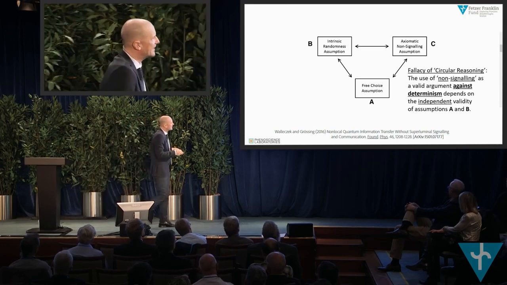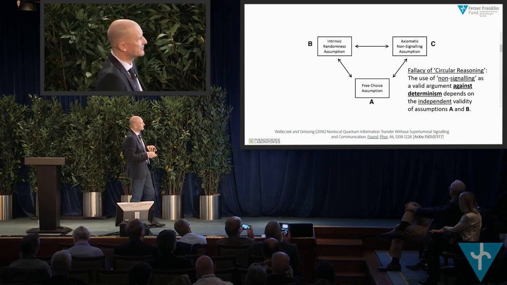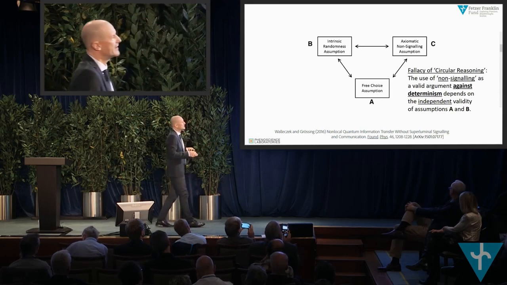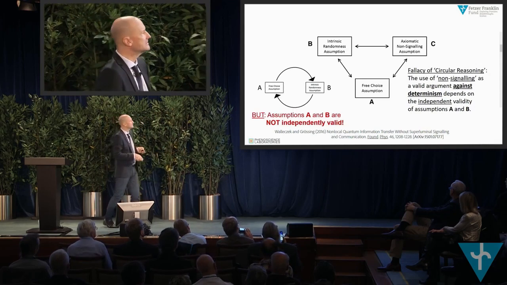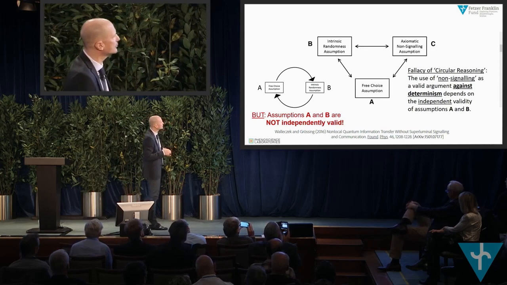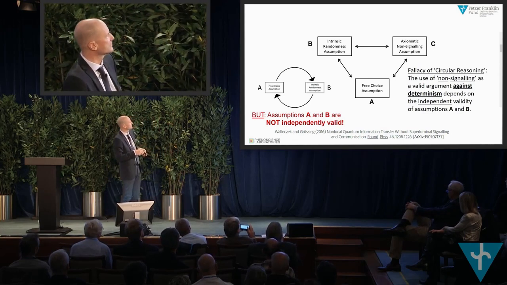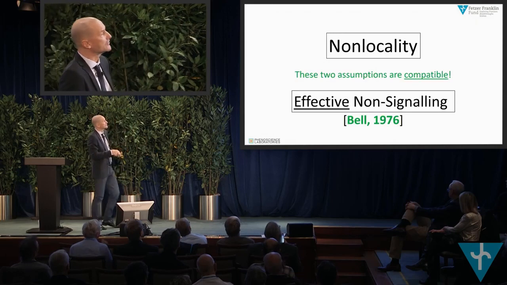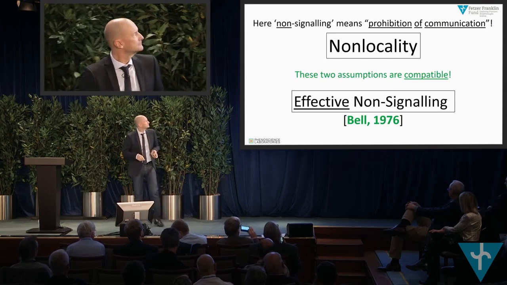But that model really has the fallacy of circular reasoning, because the use of non-signaling as a valid argument against determinism depends on the independent validity of these two assumptions. But these two assumptions are completely circular, and I'm going to come back to that in the end. And I call that super indeterminism when I have time. Now, the effective non-signaling theorem by Bell 76 is fully compatible with non-locality.